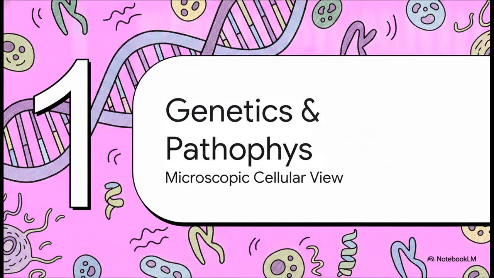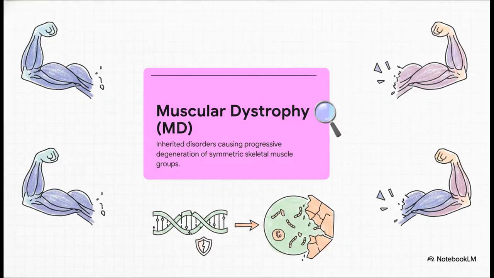Let's establish exactly what's happening at the microscopic cellular level. So muscular dystrophy, or MD, isn't just one single disease, right? It's actually a whole group of inherited disorders. And what they do is cause this progressive degeneration of symmetric skeletal muscle groups. In the Duchenne and Becker type specifically, the root of the problem is this devastating genetic mutation. It leads to either a severe deficiency or totally abnormal production of a super important protein called dystrophin. And without dystrophin, the muscle structure simply cannot hold up.